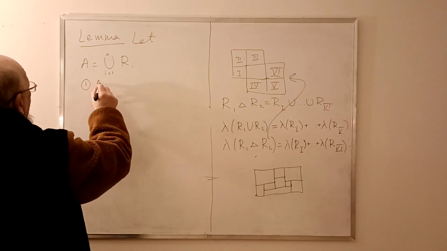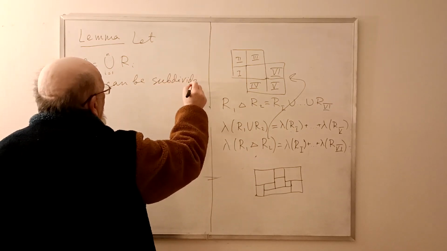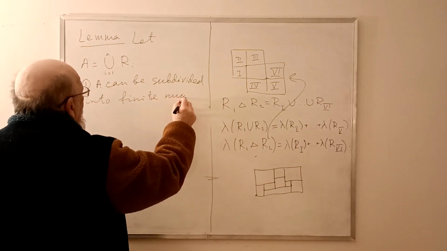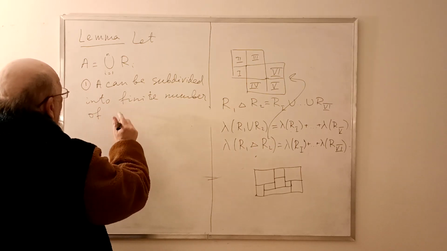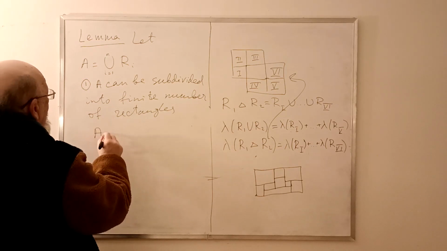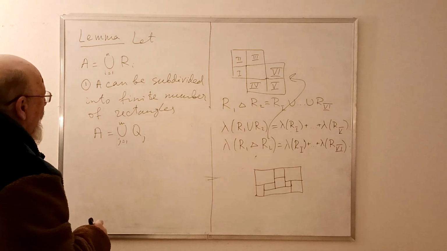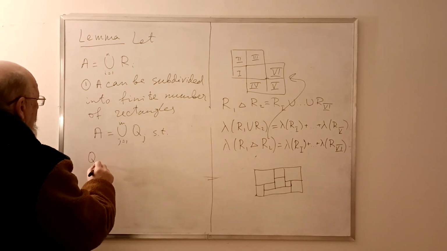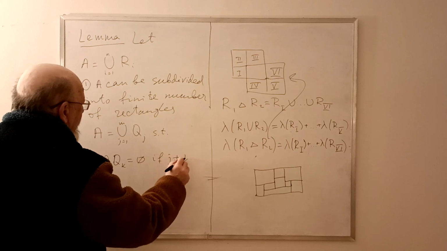First, A can be subdivided into a finite number of rectangles, say A is the union of Qj, j from 1 to m, such that Qj and Qk are non-overlapping if j is different from k.